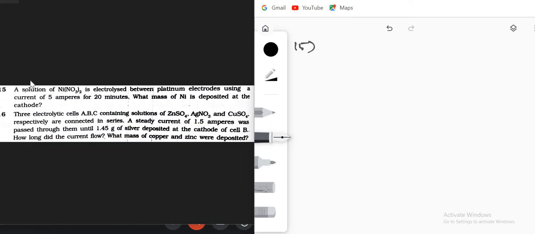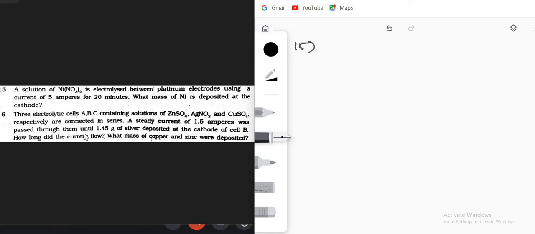Students, is this clear? A solution of nickel nitrate, Ni(NO3)2, let me read it out. A solution of nickel nitrate is electrolyzed between platinum electrodes using a current of 5 amperes for 20 minutes. What mass of nickel is deposited at the cathode?